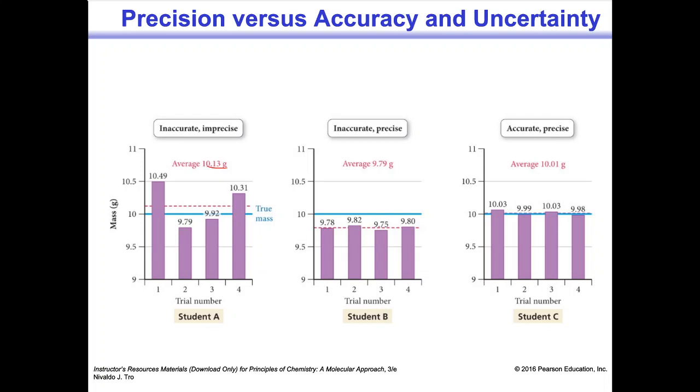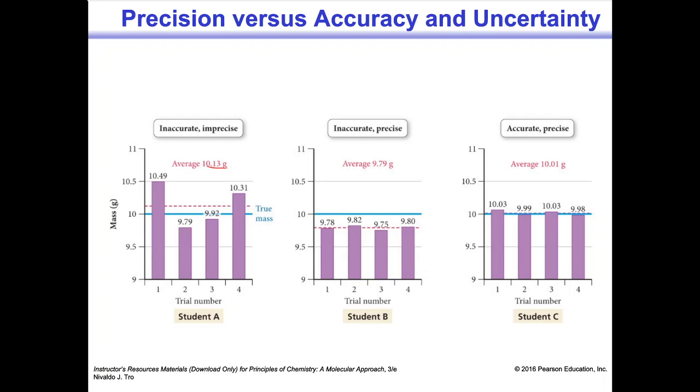Student B, okay, they're measuring the same 10-gram mass, so maybe they have a different balance. Maybe student A used a kitchen scale, maybe student B used a triple beam, who knows. But let's look at student B's data. They have 9.78, 9.82, 9.75, 9.8. On average, it's close to 9.8. The important thing to look at here is, yes, they are off from the known value. Remember, the known value is 10 grams. So they're not accurate, but they're getting relatively repeatable results, so that means they're precise. They're getting the same result, so they're precise in their measurements, but they're inaccurate because their answer isn't right.